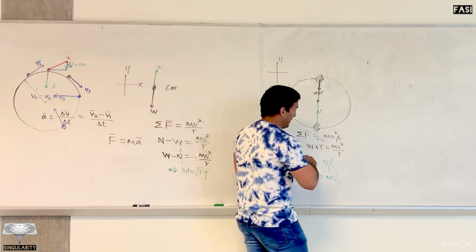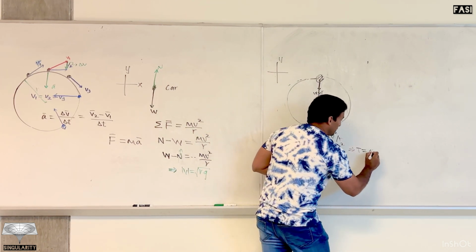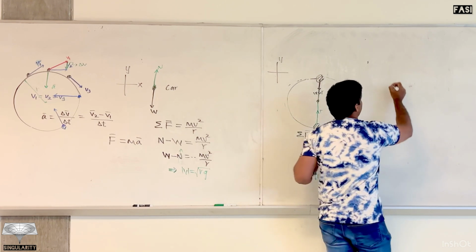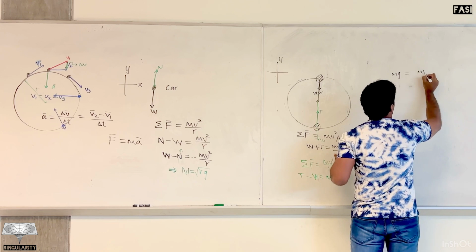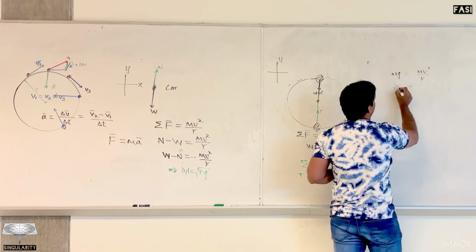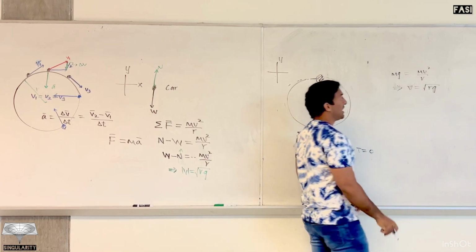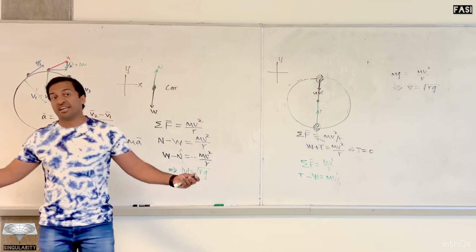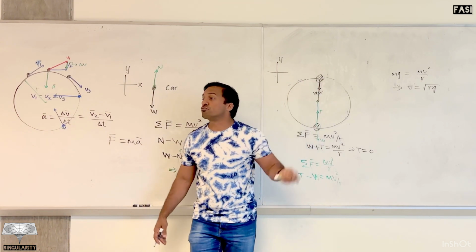So if this was my equation for the top, and if I put T equal to 0 in this equation, what I get is W, which is mg, equals mv squared by r, and from here you get v equals the square root of r times g. Again, it doesn't depend on the mass. Again, it means that if you have an object of 10 pounds or 50 pounds, it doesn't really matter.